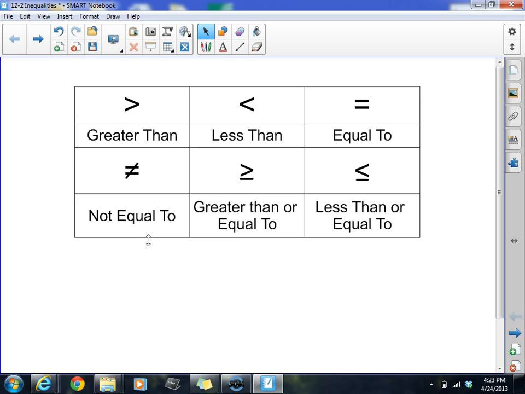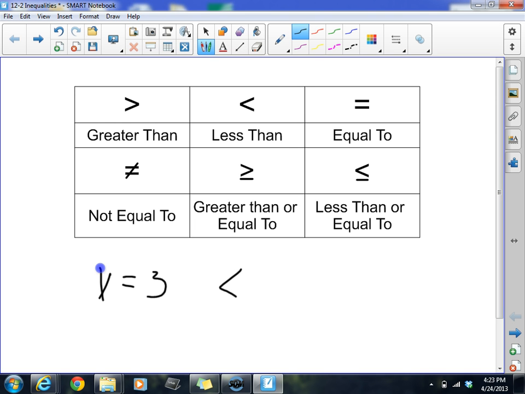Now the first thing I need to emphasize is that an equality is something like this. X equals 3. Okay? That's an equality. It uses the equal sign, so it's an equal. An inequality is anything that does not use an equal sign. So for example, x is less than 3. That's an example of an inequality. Okay, so this right here is an inequality.